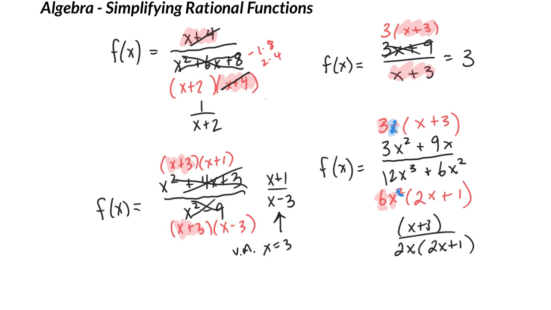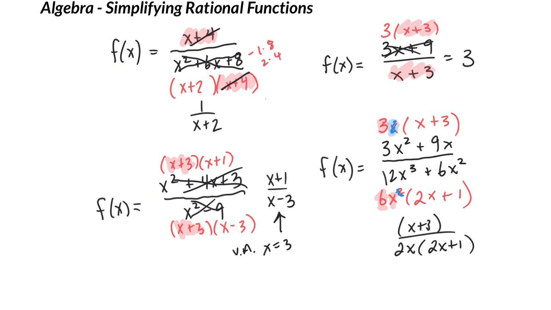Let me just recap that. The 3 over 6 reduces to 1 divided by 2. I don't really need to write a 1. The x divided by x squared would reduce to 1 over x. Again, I don't really need to write the 1. So that just has an x plus 3, and then I still have that 2x plus 1.